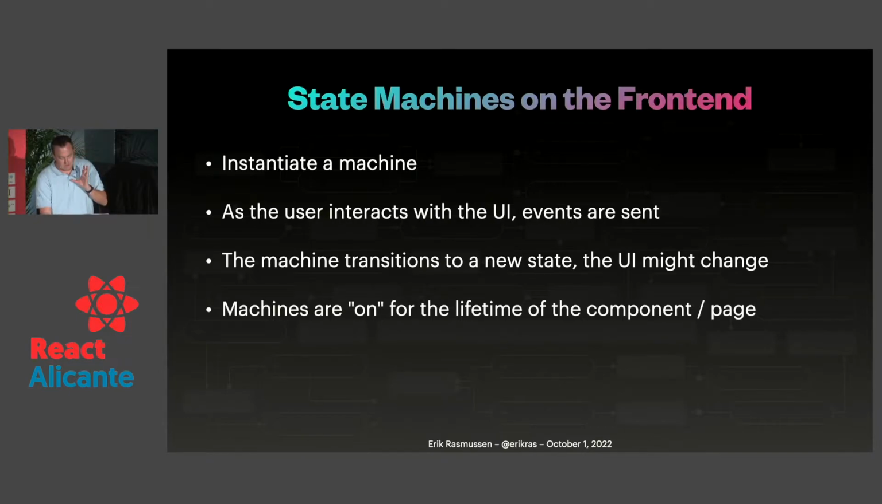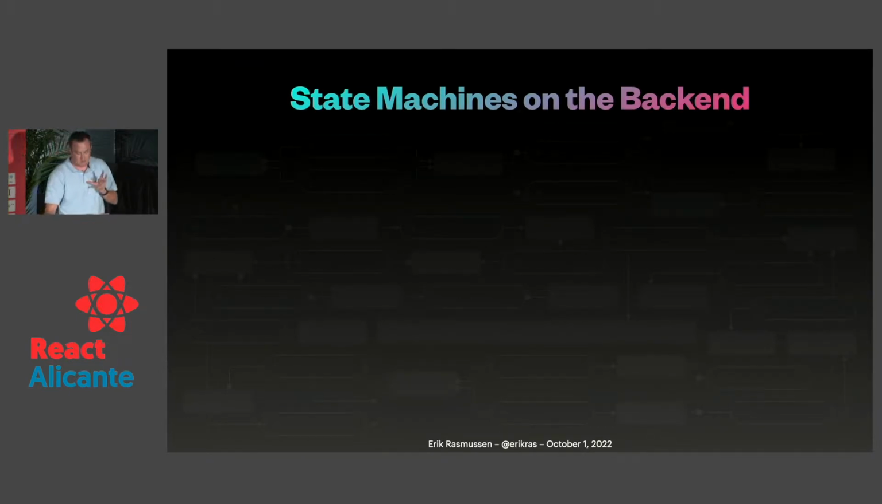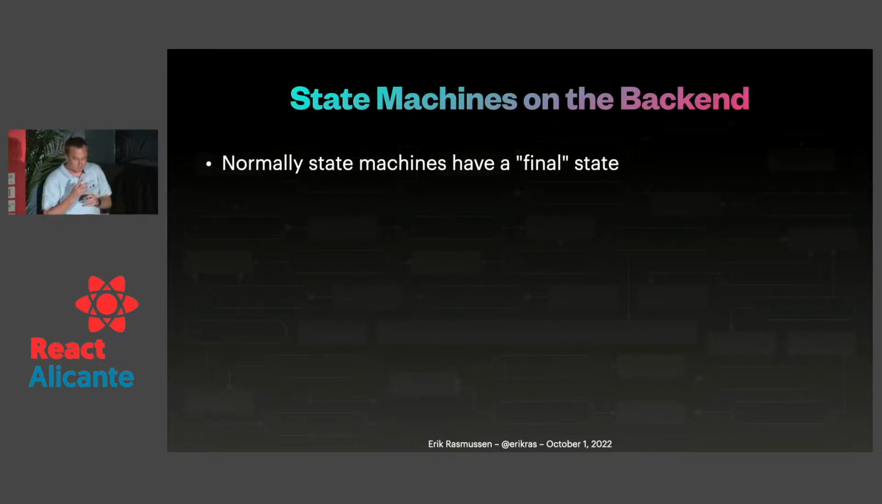Now, on the back end, things are a little bit different. Normally, on the front end, a state machine will have a final state, where once you get to that state, the machine shuts down and it won't accept events anymore, and it's just done.